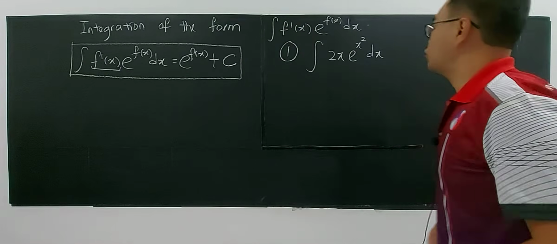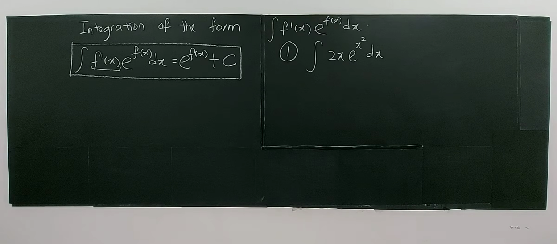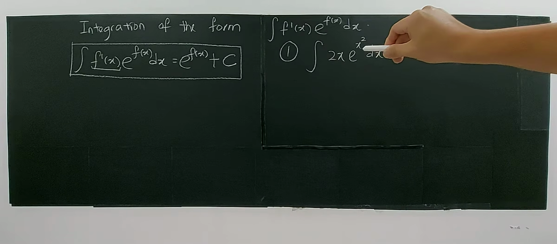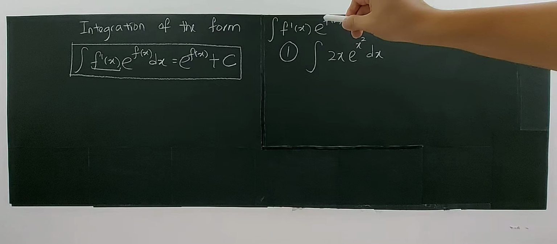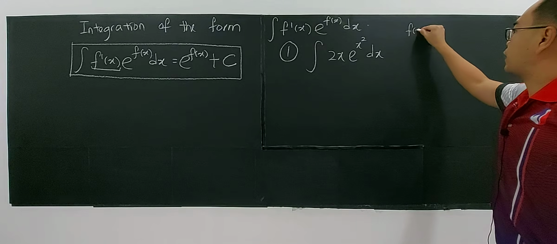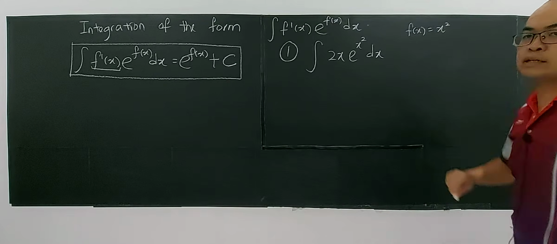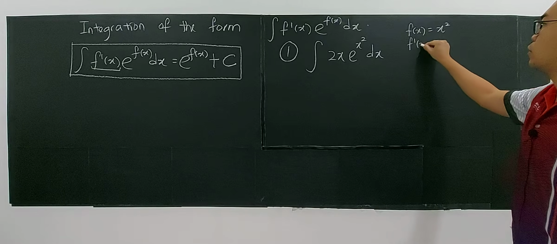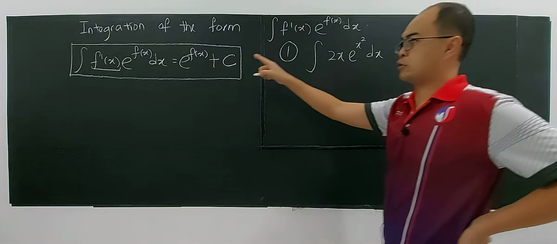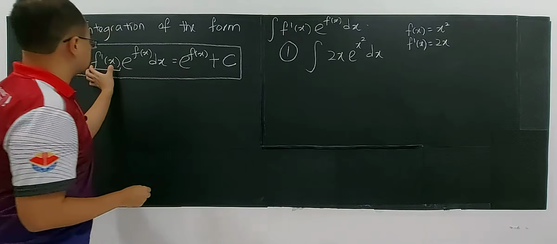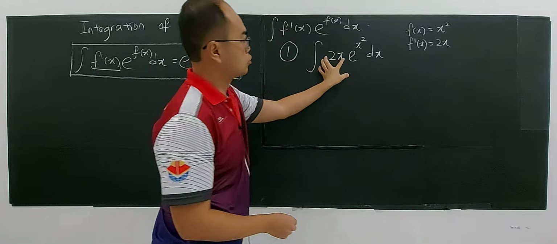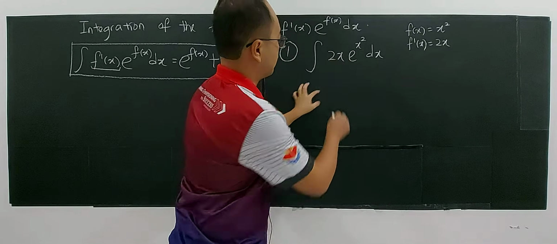We have the integral of 2x e to the power of x squared dx. Compared to the previous video, the f(x) here is a non-linear function, x to the power of 2. So it's something like this form, f(x). If you consider f(x) to be x to the power of 2, what happens if you differentiate x squared? You get 2x. So f prime x is the differential form of this. It means that 2x is the differential form of x squared. So this is your f prime x.